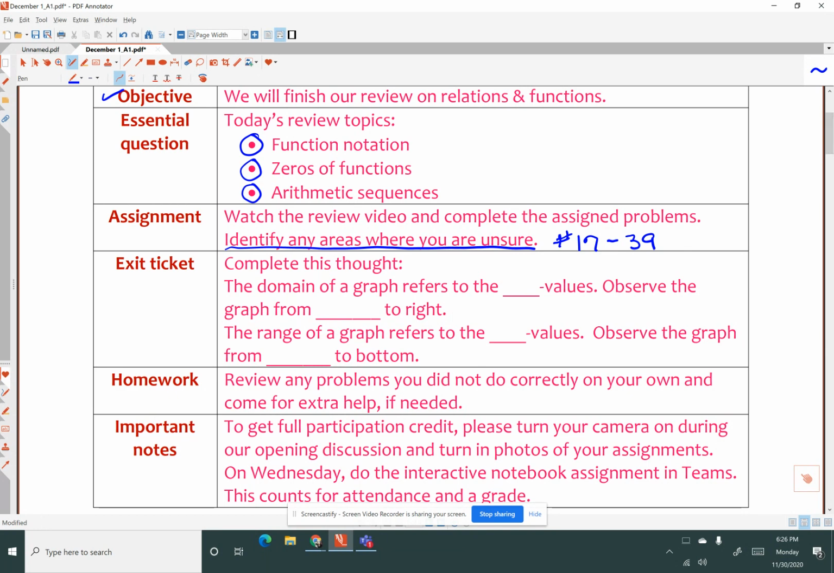For our exit ticket, we will complete this thought. The domain of a graph refers to what values and how do we observe the graph. And then the range of the graph refers to what values. And then we will talk about how we observe the graph for the range values.